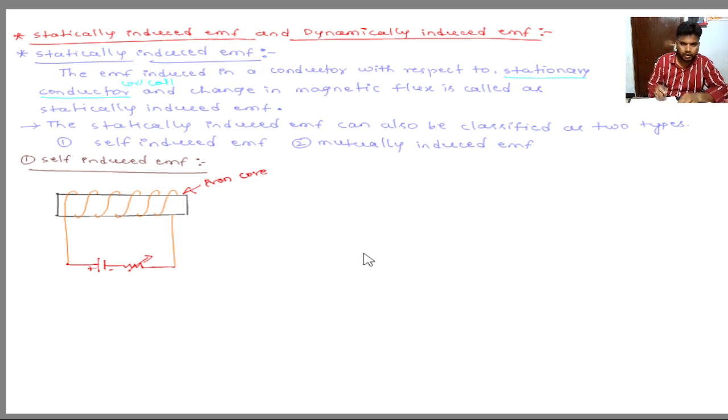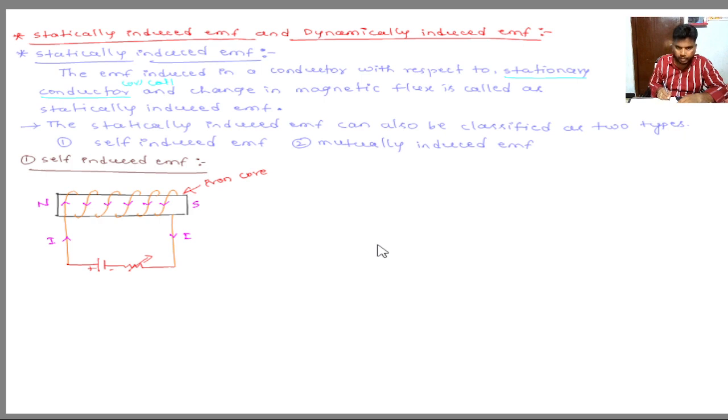Whenever this winding is connected to the supply, current starts flowing in this coil, and current I is flowing in this coil. Whenever current flows in this coil, this iron core will act as a magnet. Suppose this is the north and south pole when it is acting as a magnet.